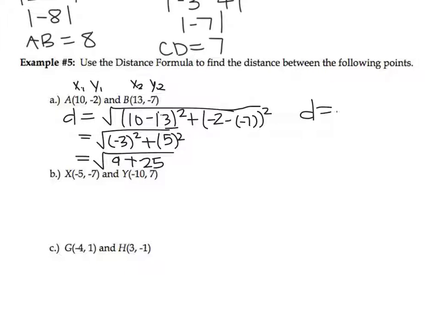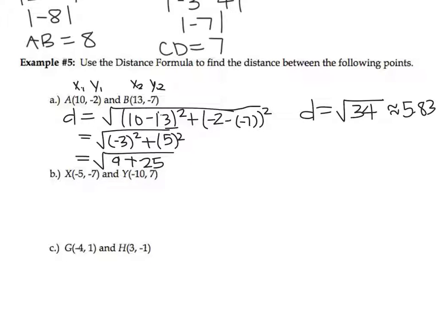So we end up with the distance being the square root of 34. Which if we use a calculator, the square root of 34 is about 5.83. Again, I prefer you leave it underneath the square root, but to understand what the square root of 34 actually is, it's nice to know what the decimal is.